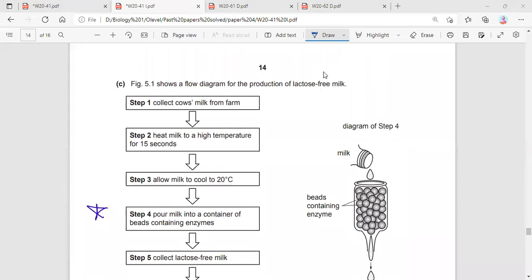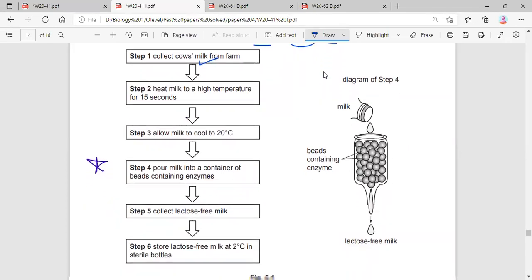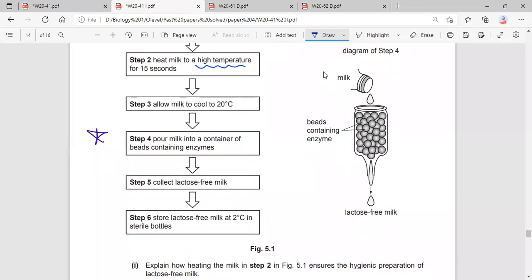Figure 5.1 shows a flow diagram for the production of lactose-free milk. Step number 1, you will collect the cow milk from the farm, and then you will heat it at very high temperature, then allow it to cool, pour it in a container containing beads that contain enzyme, collect the lactose-free milk, store it at 2 degrees in sterile bottles.